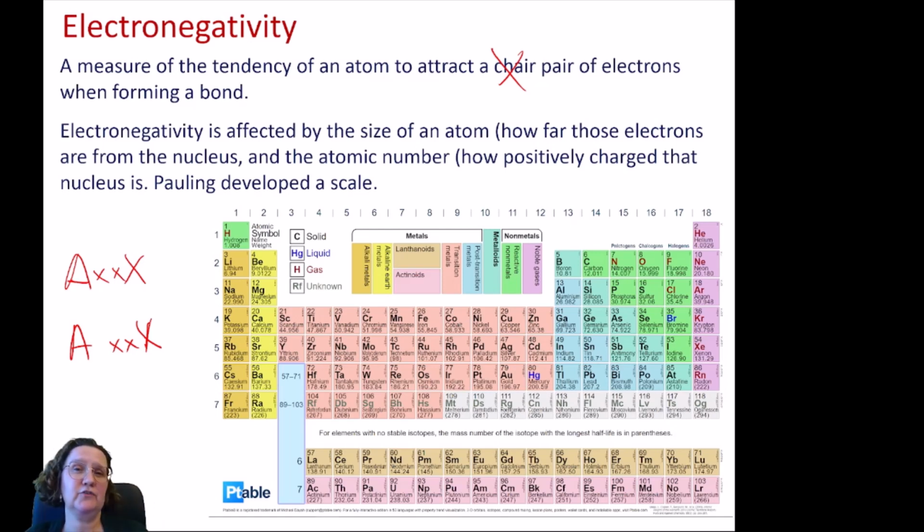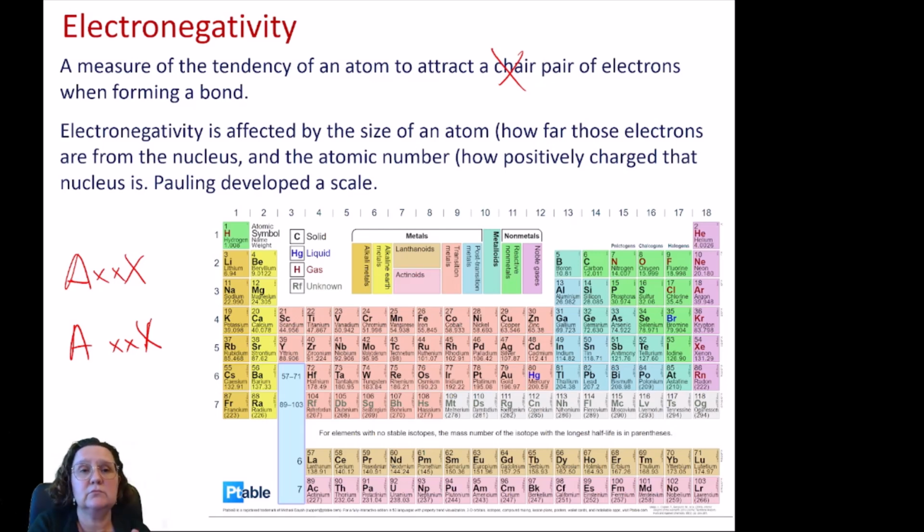It's affected by the size of the atom, and that sounds reasonable. How far are those electrons from the nucleus that is attracting them? If you have a very large atom and the nucleus is in the middle and the electrons being shared are in the outer shell, they're going to be very far away, compared to a much smaller atom in which those electrons being shared are closer to the nucleus. And it also depends on the atomic number. So how strong is that positive charge? How positively charged that nucleus is, how strong it is to attract the electrons from the bond.